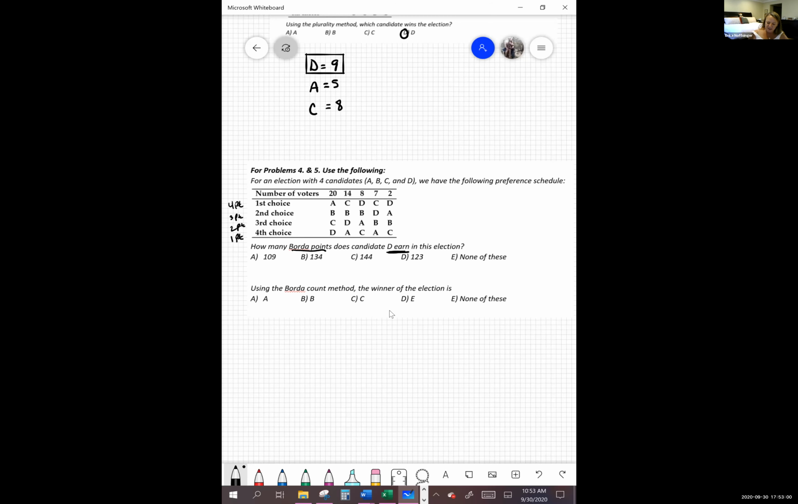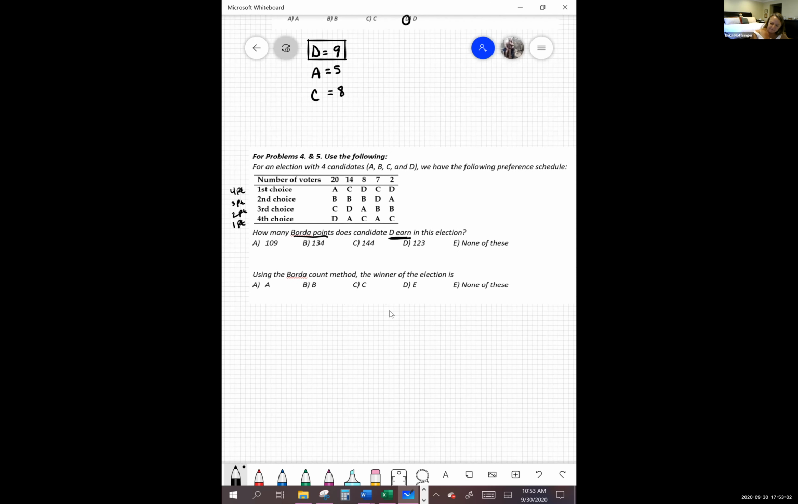Okay, so let's go through with D. For D, in the first column, they were in last place, and that's only worth 1 point. But 20 people voted for them for last choice in that column. Plus, look at where they are in the second column. This column ranked them third choice. So there's 14 people that ranked them third choice, so 14 times how many points third place is worth, which in our case is 2.